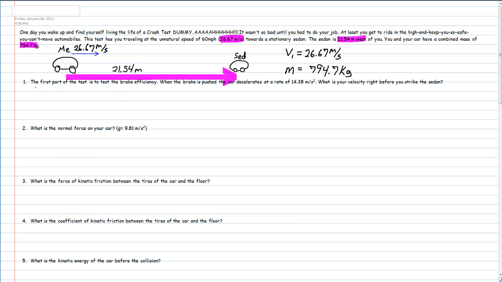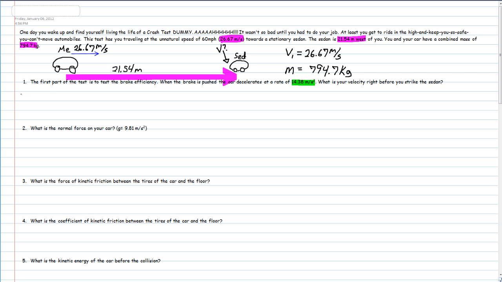Okay, so now that I have all of these things picked out of our scenario, I need to go ahead and answer the first question. The first part of this test is the test of brake efficiency. When the brake is pushed, we're going to assume that the tires lock up and the car skids on the surface between the tires and the road. And so the car is going to decelerate at 14.38 meters per second squared. All right, let's go ahead and highlight that. 14.38 meters per second squared, which is an acceleration. What is your velocity right before you strike the sedan? So here's my velocity at the beginning. I want to know what is my velocity at that location right there.